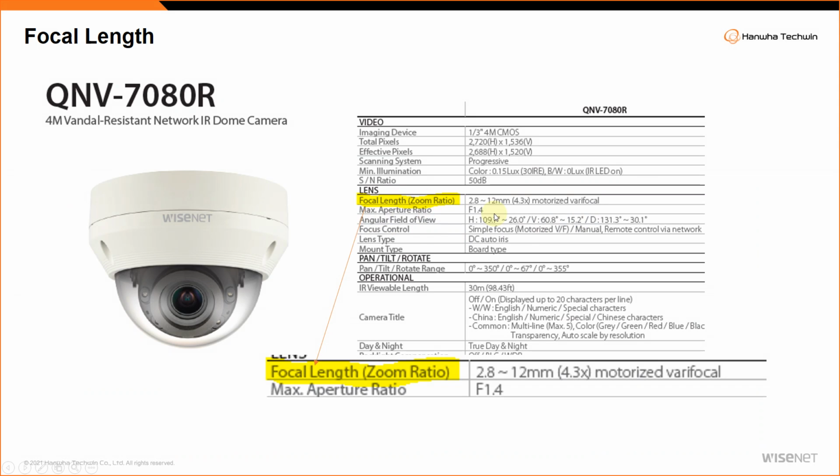Every camera has a focal length. We talked about it yesterday. Lens ranging from 2.8 to 12. This is the most common lens, 2.8 to 12. Why is it most common?